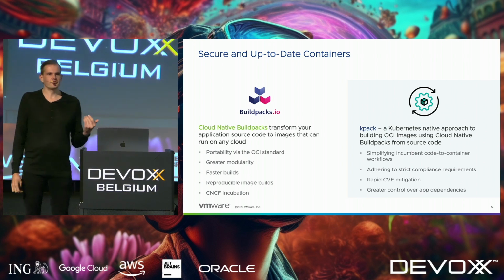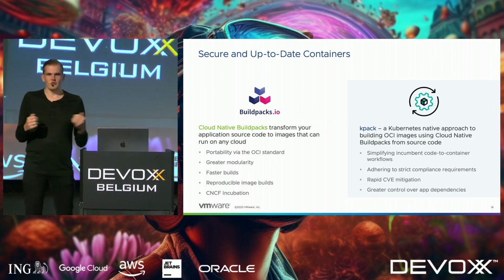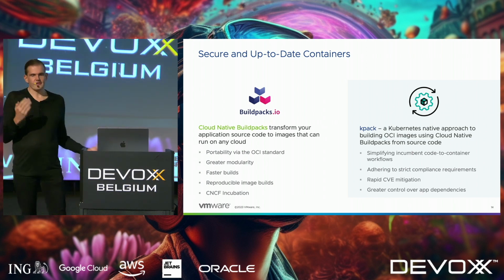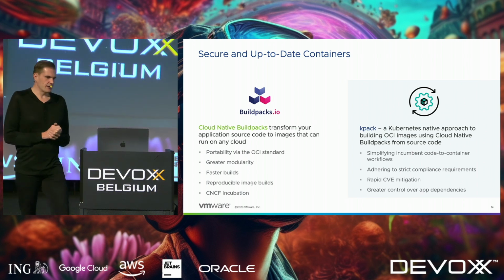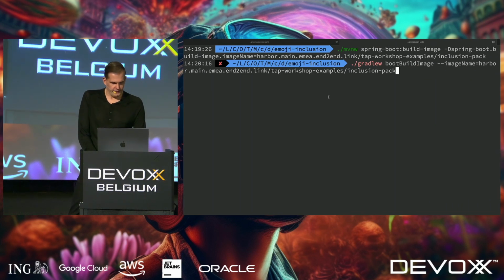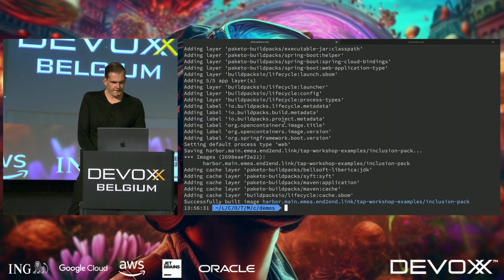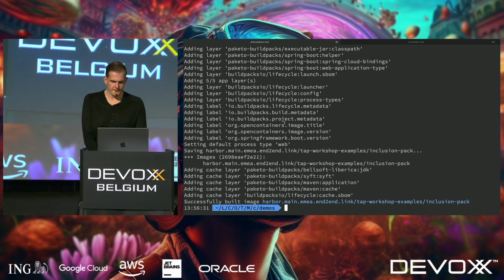Otherwise, they would have to, if there's a new CVE, for example, rebuild the container image with a pack CLI or rerun the CI/CD pipeline. And as said, with KPack, it's completely automated and Kubernetes native. To make it a little bit easier or user-friendly, there's also a CLI to interact with KPack. It's called the KP CLI.